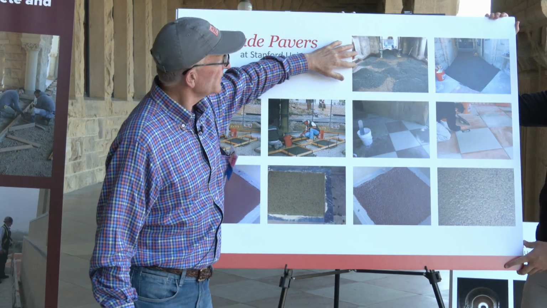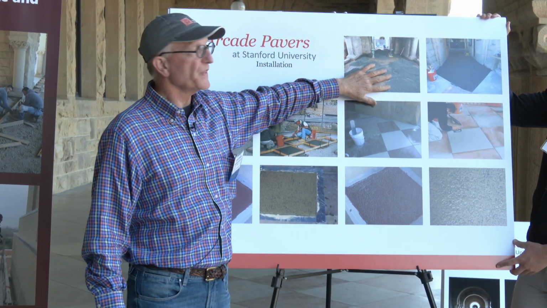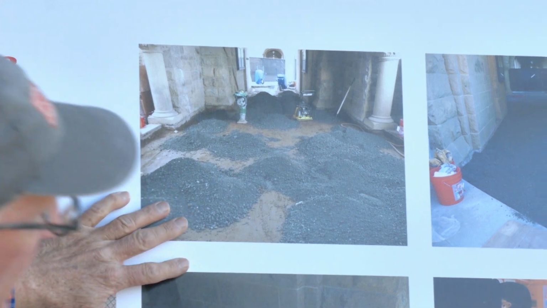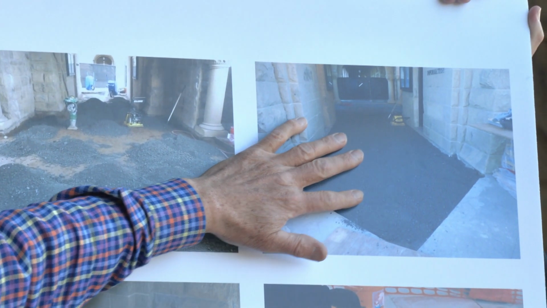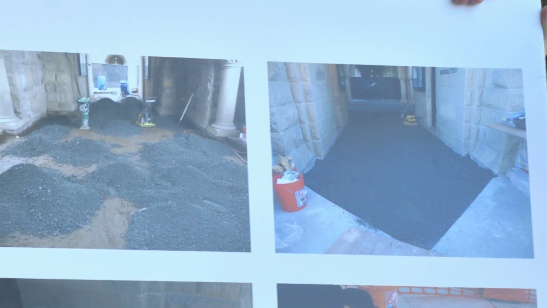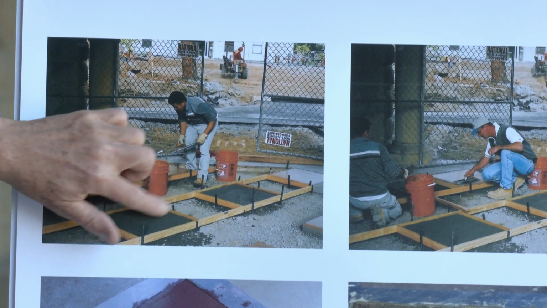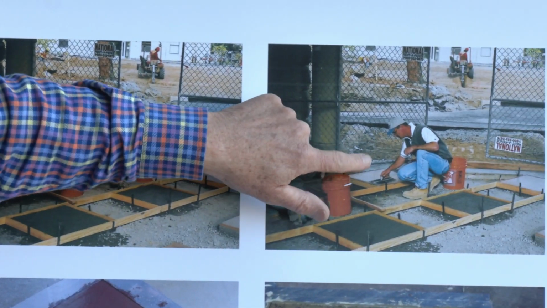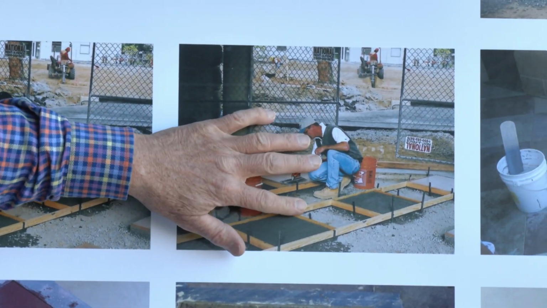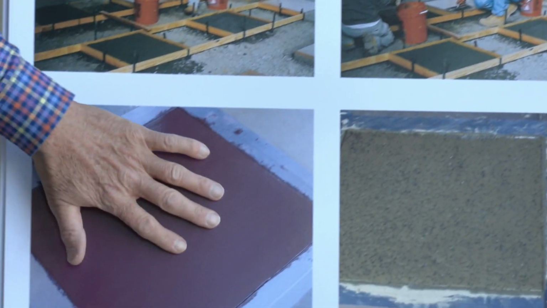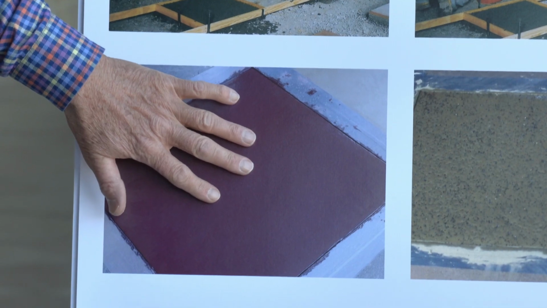This is the actual installation where we start with a drain rock to stabilize the area that's going to be repaved. And then it's compacted. And then finally, over here you see the formwork. You see the alternating squares. It's surfaced carefully. And here you can see this is what it looks like when it's first placed.